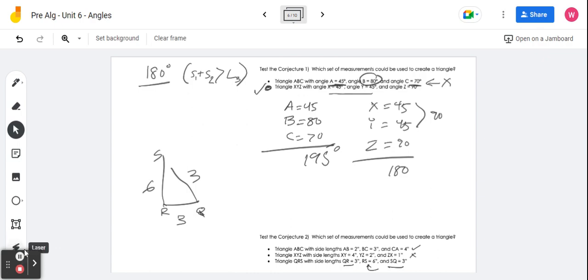So based off of what we know, the only triangle that would be able to be created is the first triangle, based off of it having the properties of both 180 degrees and the sum of the two sides being greater than the longest side.